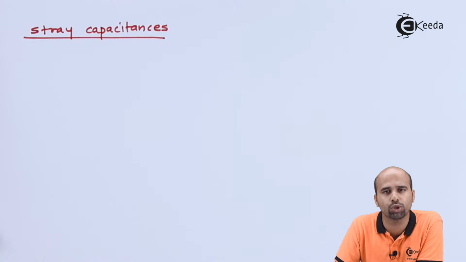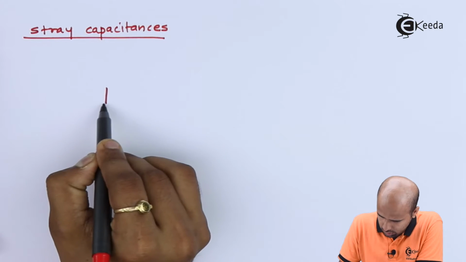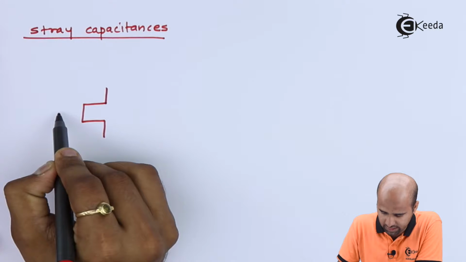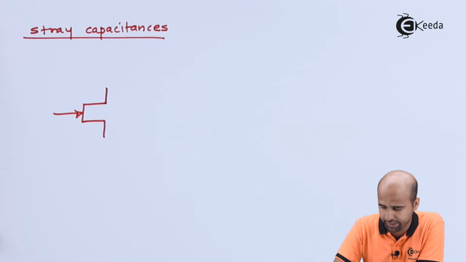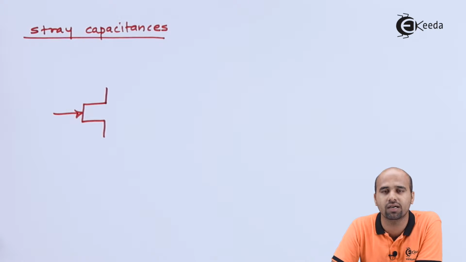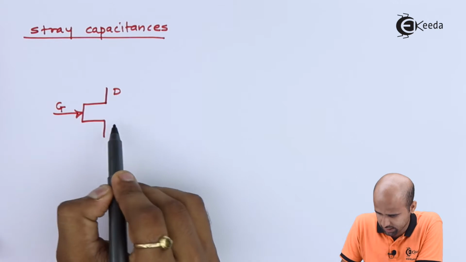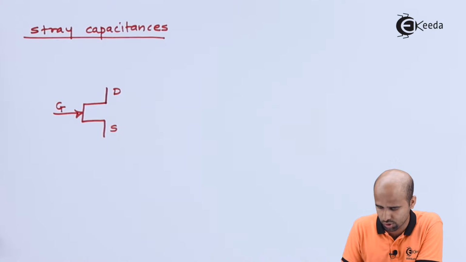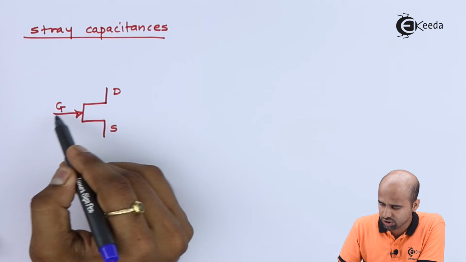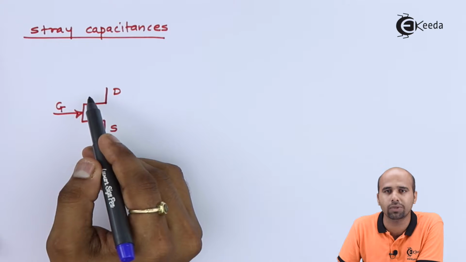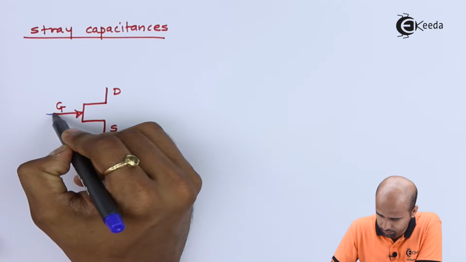First of all, you should get to know what stray capacitance is. This FET is an active device. Whenever it gets fabricated, there are layers one over the other, which form a few capacitances in between two terminals. This is gate terminal, this is drain, and this is source. Each two terminals form capacitors in between.